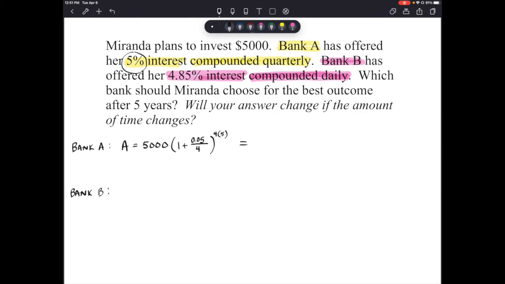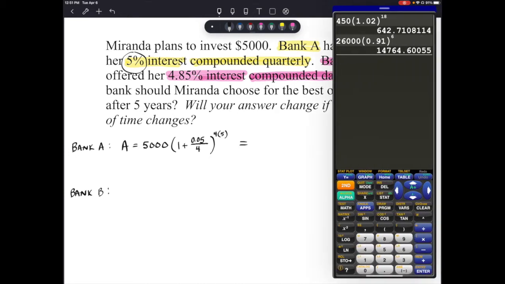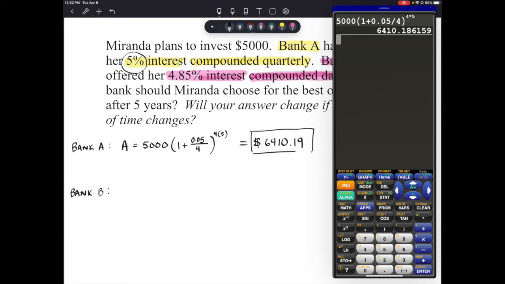We can just take this and type it into the calculator to get our value. So we'll say 5,000 times 1 plus 0.05 divided by 4, and then we're going to raise that to the 4 times 5th power. You'll see that her investment of $5,000 will then be worth $6,410.19. So she made some money there.